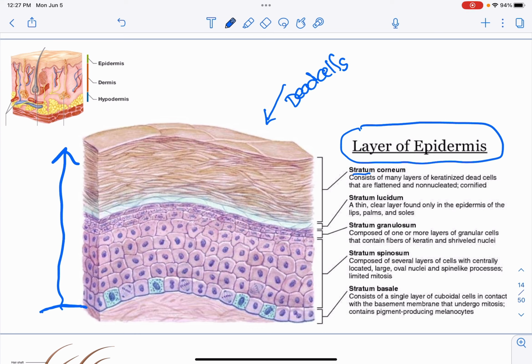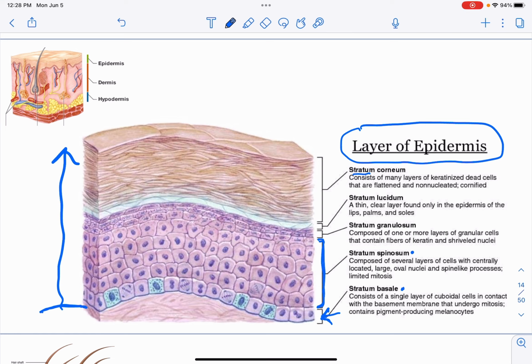Let me go over the names, because I actually have a mnemonic for you to help you memorize the layers of the epidermis. The deepest layer is the stratum basale. Let me tell you the names of the layers and the mnemonic, and then I'll tell you what's going on in each. The stratum basale is just a single layer, the deepest layer, a single layer of cuboidal cells. The next layer is the stratum spinosum. That's a pretty large area here. This is the stratum spinosum.